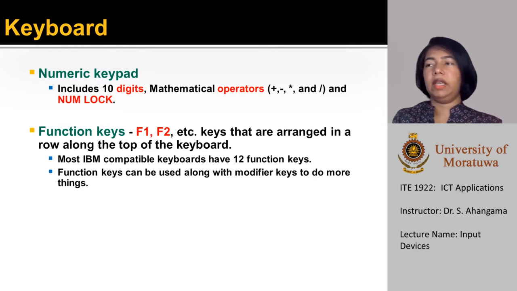Function keys. They are F1, F2, F3 likewise. These keys are arranged in a row along the top of the keyboard. This allows the user to input commands. Most IBM compatible keyboards have 12 function keys.